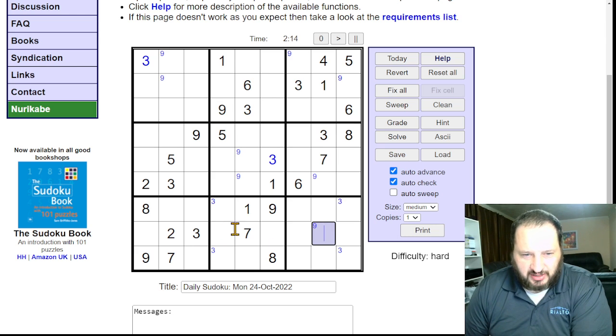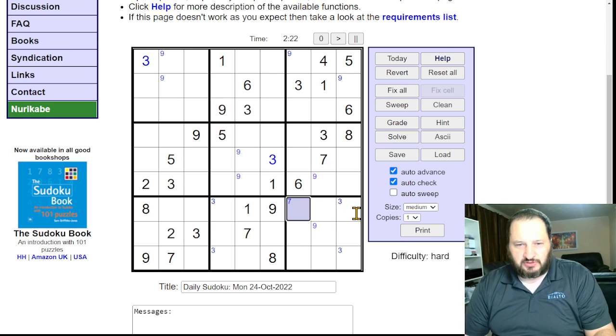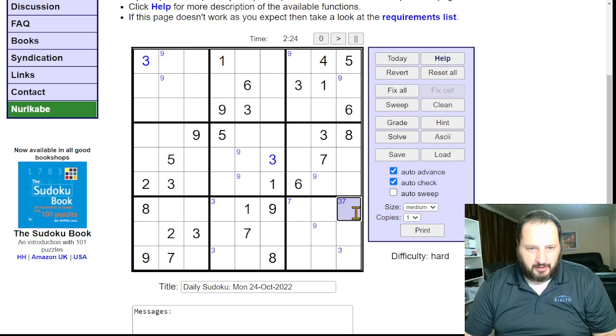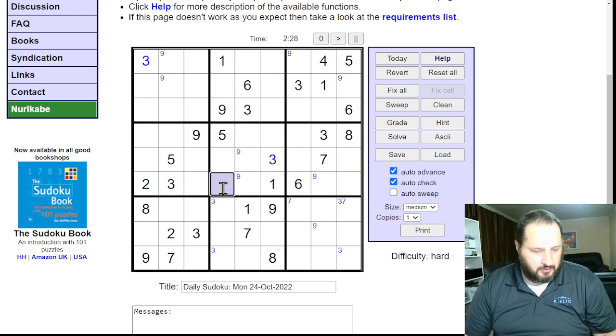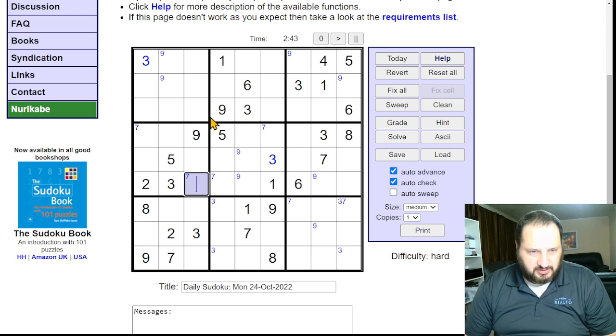Okay, so we've got a 7 across the bottom, a 7 across the bottom in the middle, and down the middle here. So we have 2 choices for our 7 here. We've got a 7 across the middle and a 7 across the middle, so we have 2 choices for our 7 here. Alright, and it looks like in these top 3 cubes we have a couple different choices for our 7.